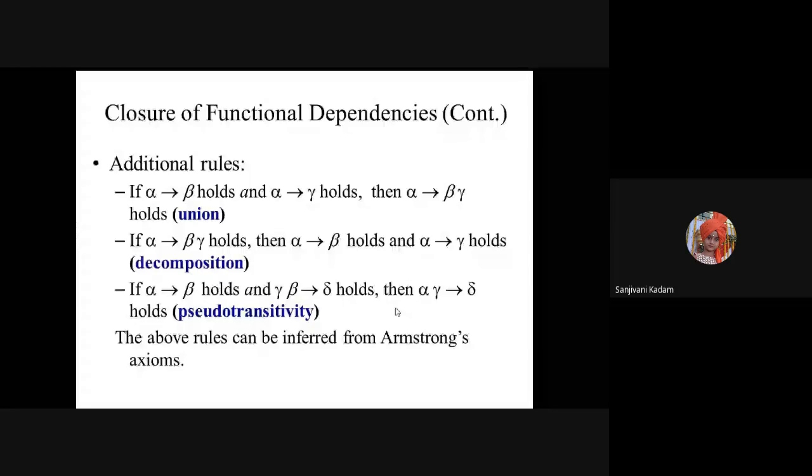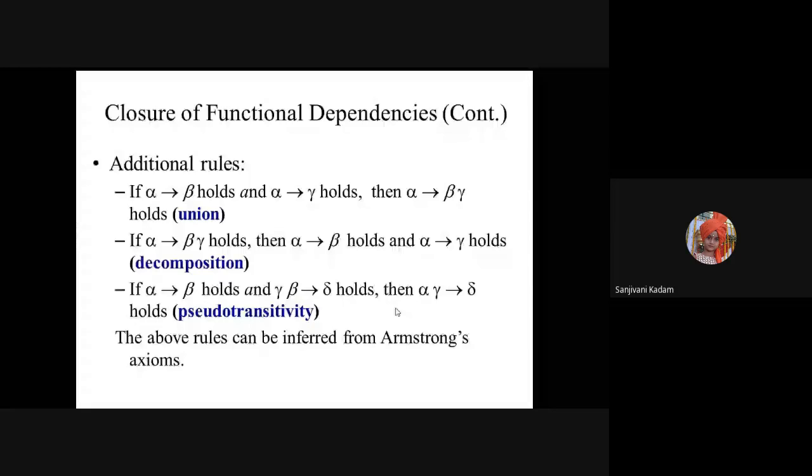So, for calculating the closure of functional dependencies, we are using the three rules, that is reflexivity, augmentation, and transitivity. Even though these rules are sufficient to calculate the F closure, there are also additional rules. It means equivalent rules are there. So these equivalent rules are called the additional rules, and there are three rules: union, decomposition, and pseudo transitivity.